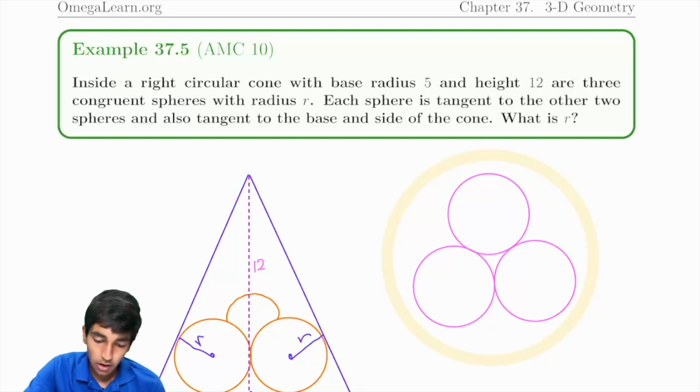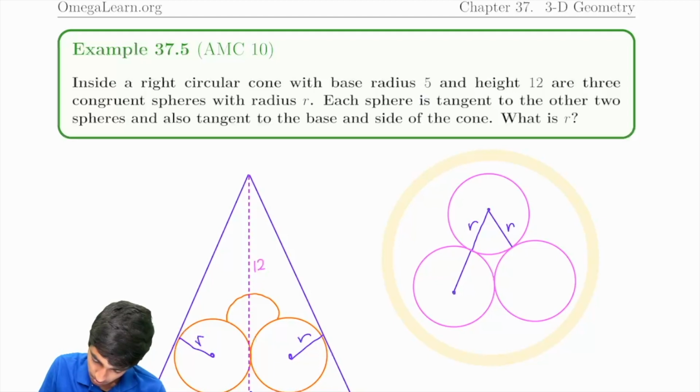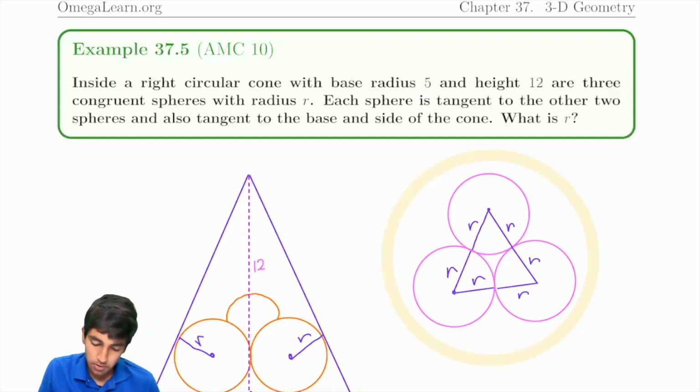So now let's label our radii in this 2D model we have here. R, R, R, R, R. So the thing is here is, if it's not tangent, what do we really do?